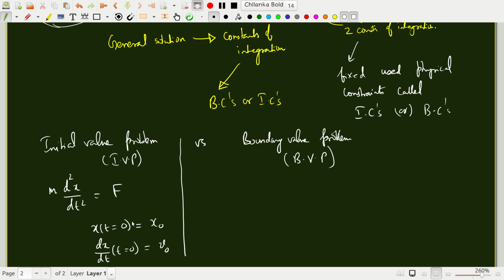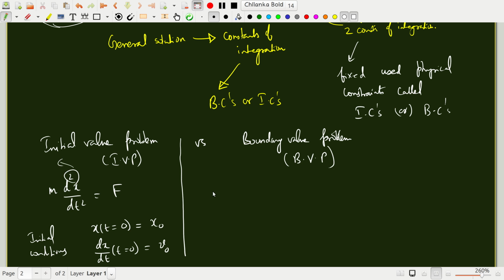These are called initial conditions. How many initial conditions do you need to supply? That depends on the order of the differential equation. If you have a second order differential equation, you need 2 initial conditions. If you have a third order, you need 3, and so on.